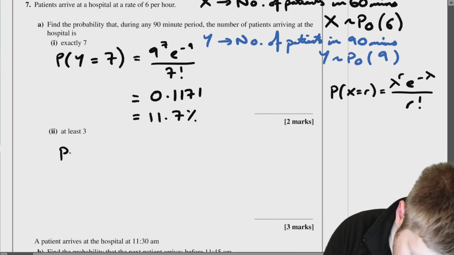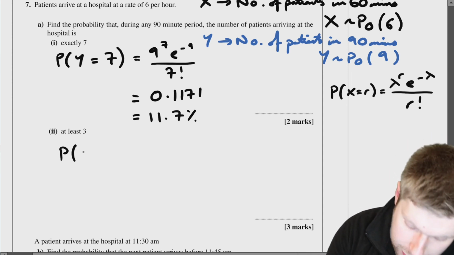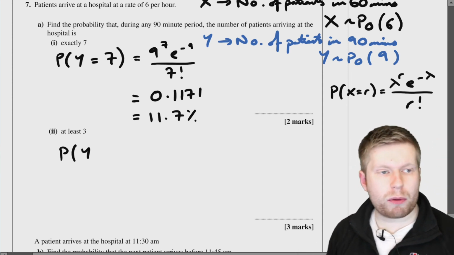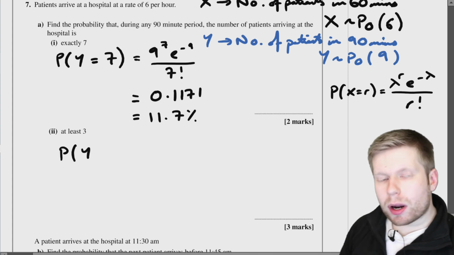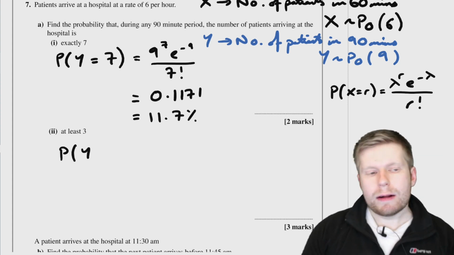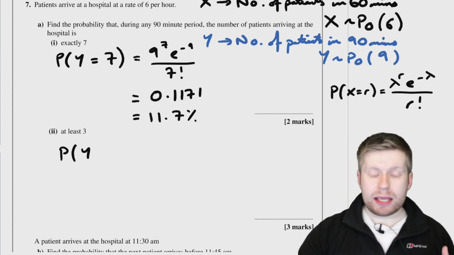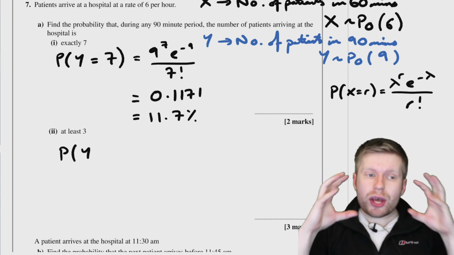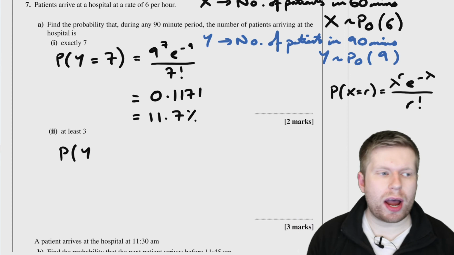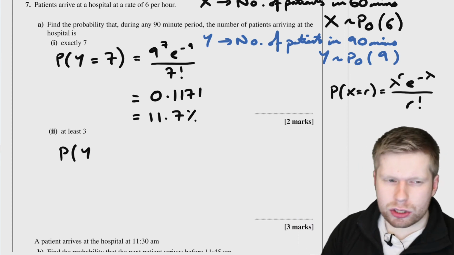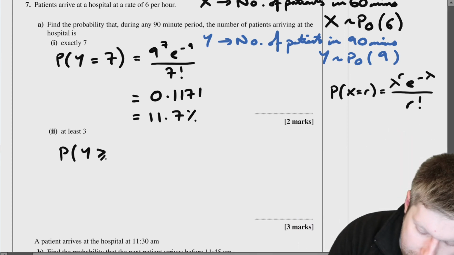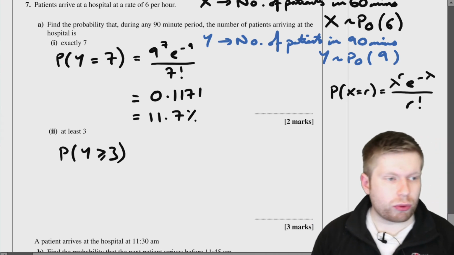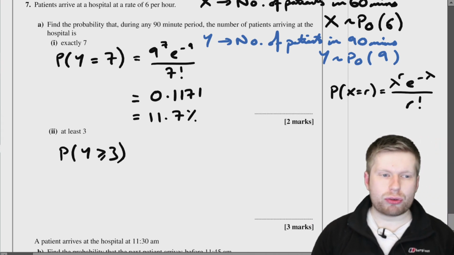Now I need to find the probability that it's at least 3. So again, I'm still looking at y, the number of patients in a 90-minute period, but I want it to be at least 3. At least 3 basically means I could have 3, or 4, or 5, or 6, or 7, as long as I have at least 3 patients arriving. So in other words, at least 3 is literally saying 3 or more. Okay, so 3 or more. That means at least 3.